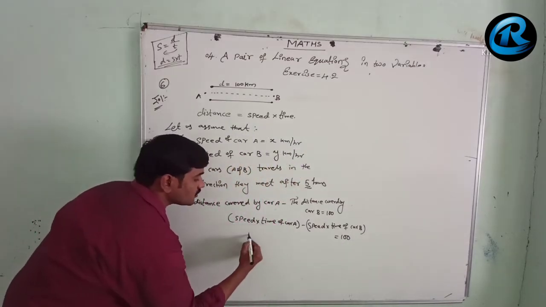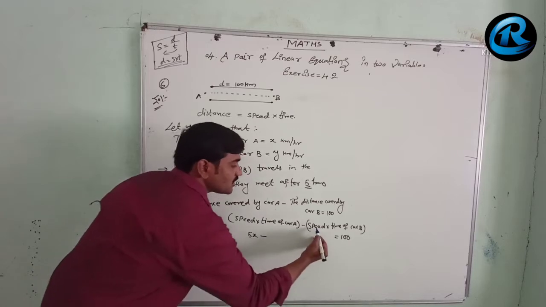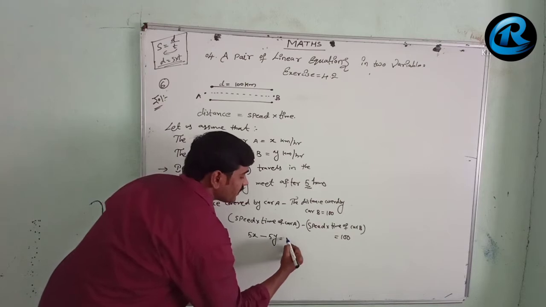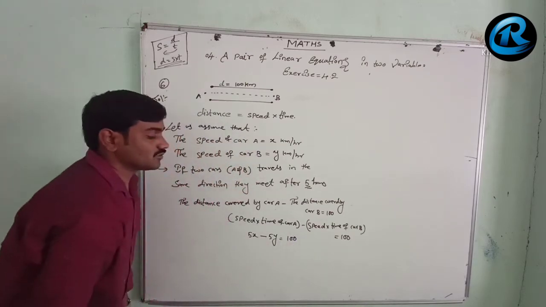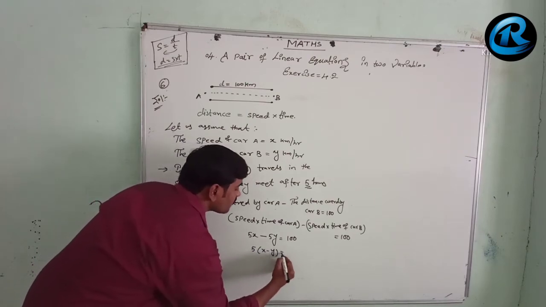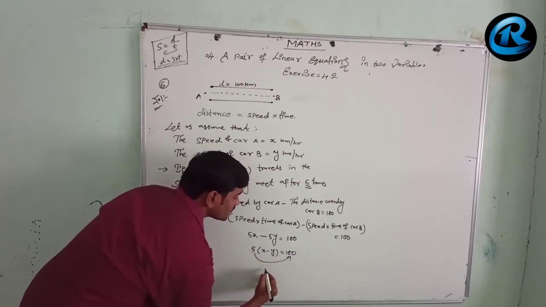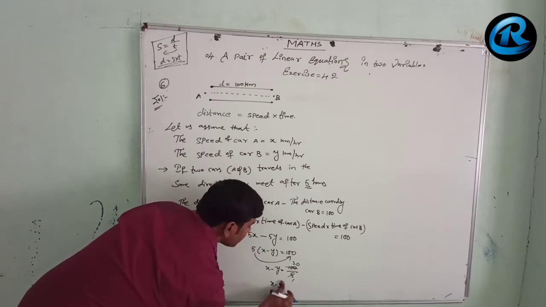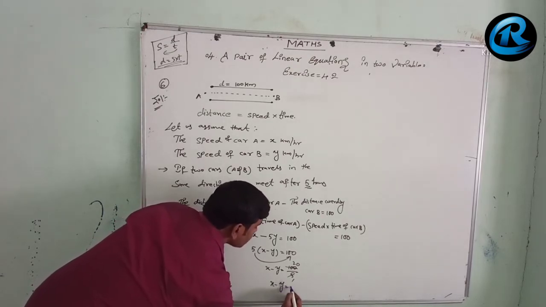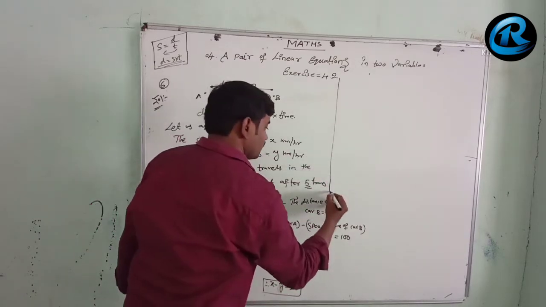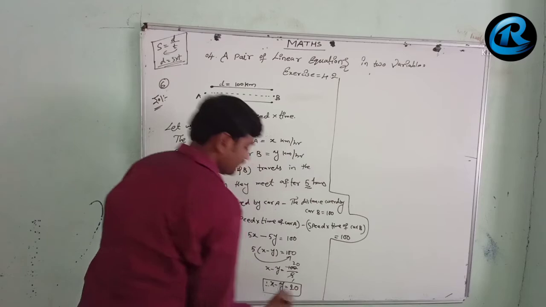Speed is x, time is 5. So 5 into x, 5x, minus speed is y, time is 5 hours only. So 5 into y, 5y, equal to total distance 100. So in this you take 5 common, 5 times x minus y equal to 100. This 5 you transfer this side, x minus y equal to 100 by 5. 5 ones are 5, 5 twos are 20. Therefore x minus y equal to 20.